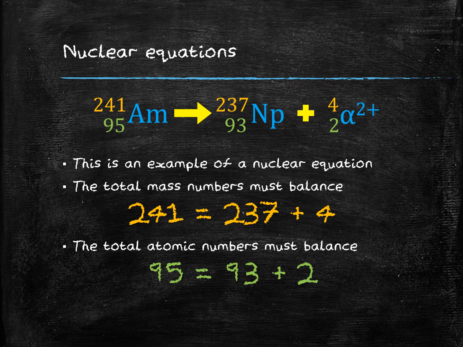All the nuclear equations that we ever deal with, when we're talking about either alpha or beta decay, obey those two rules. So if ever you're asked to complete one of these, like fill in the missing numbers, just check the simple math equation to make sure that those numbers balance out accordingly.